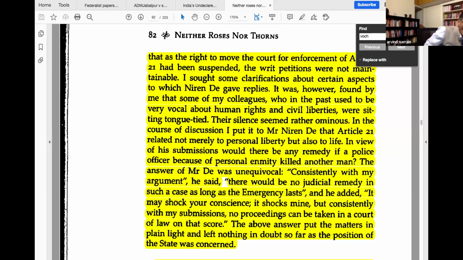So that's one point to note over here. Second, there's a very important discussion here, right? Look at the question which Justice Khanna asked. Article 21 relates to personal liberty, but also to life, right? And so, because you take away your ability to approach the courts, if a police officer kills somebody out of personal enmity, what happens? And Nirinde's answer is clear. He says, too bad, nothing can be done about it, because you don't have the right to move your court for enforcement of your right to life during the time the emergency is in force.